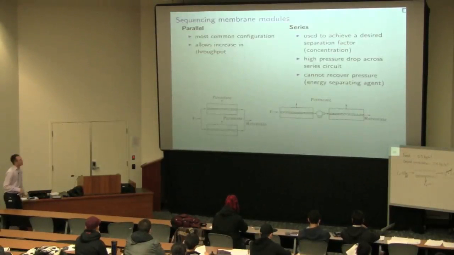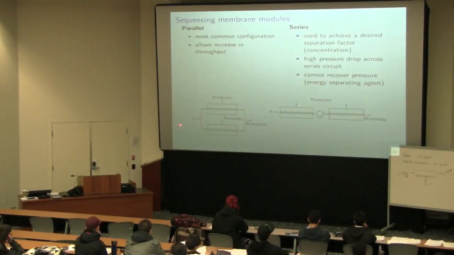There's a number of ways that we can sequence these units. And so we'll take a look at one of them and do an example on the board here. We can sequence them in parallel. So we essentially take our feed and split it through multiple membranes. So this just allows us to get higher throughput, essentially. Then we collect those permeate streams together, and we collect our retentate streams together. So this is the expected manner, and it's used in most installations. What can sometimes be done as well is you sequence them up in series.